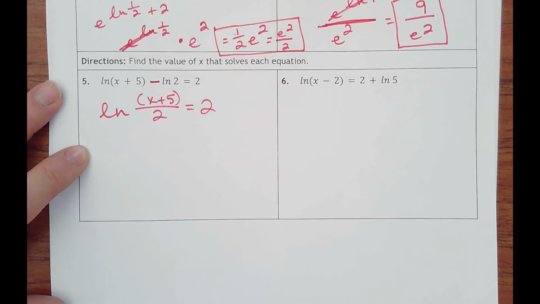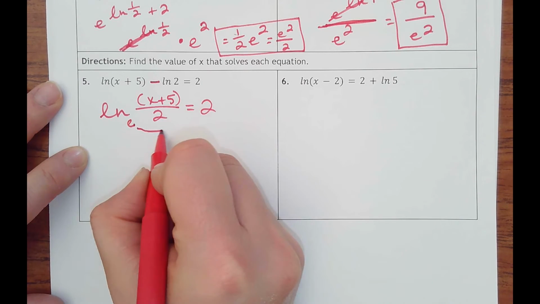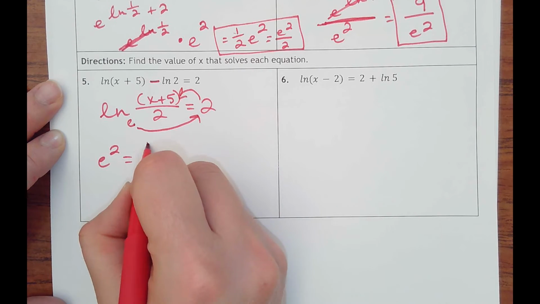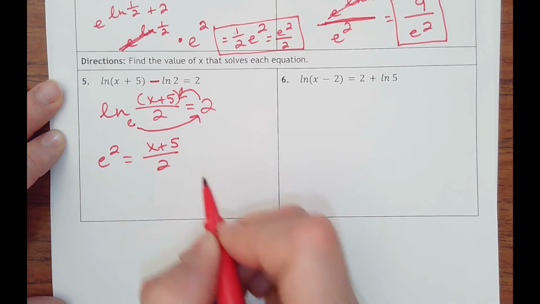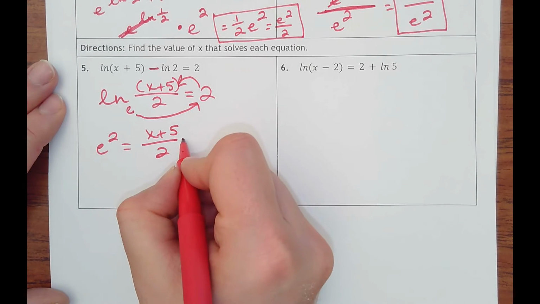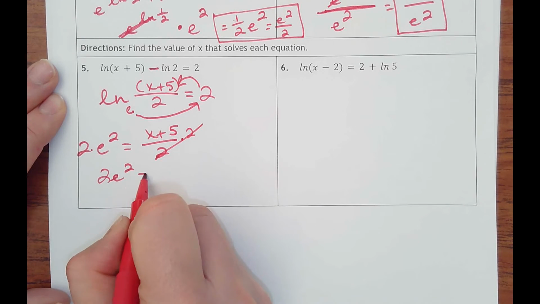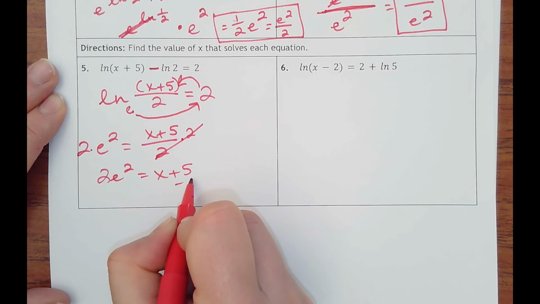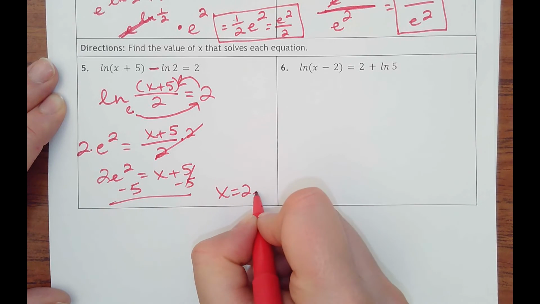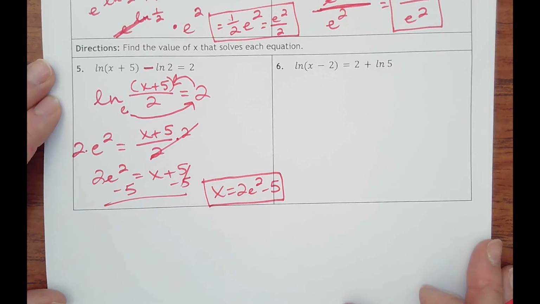To turn this into an exponent, natural log is really a log with a base of e. So it's e to the 2nd power equals this whole thing of x plus 5 over 2. And so now you're just trying to use the order of operations to solve for x. We'd get rid of our denominator by multiplying by 2. So it's 2e squared equals x plus 5, and then subtract 5 on each side. So x is really equal to 2e squared minus 5. Leave e in there since it is irrational.